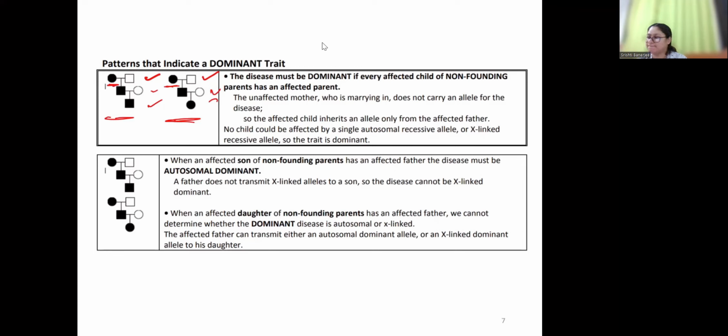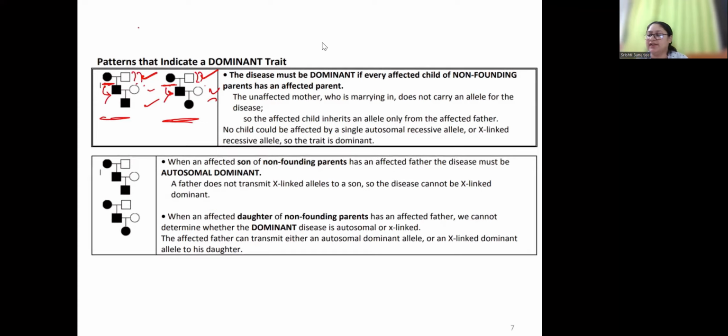Okay, affected to transmit it to the next generation, irrespective of the fact that the other parent was diseased or not. Why? Even in heterozygous condition, it will be diseased, irrespective of the fact it's male or female. So this will be in general a dominant trait. So an unaffected mother, suppose an unaffected mother who is marrying in does not carry an allele for the disease. So the affected child inherits the allele from the affected father.